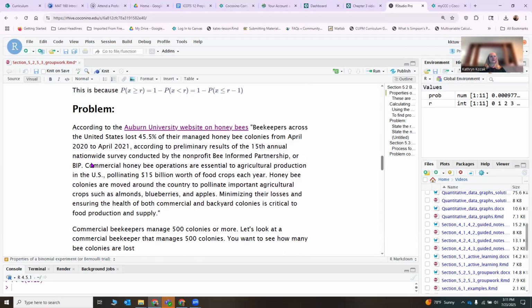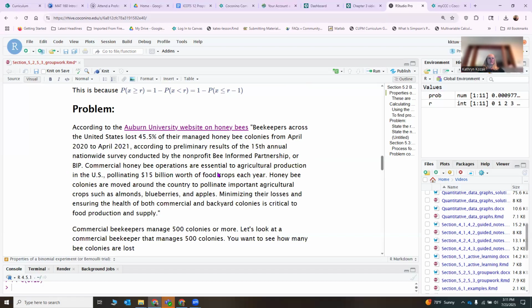All right, so here's my problem. According to the Auburn University website on honeybees, beekeepers across the United States lost 45.5% of their managed honeybee colonies from April 2020 to April 2021, according to the preliminary results of the 15th nationwide survey conducted by the nonprofit Bee Informed Partnership, or BIP.